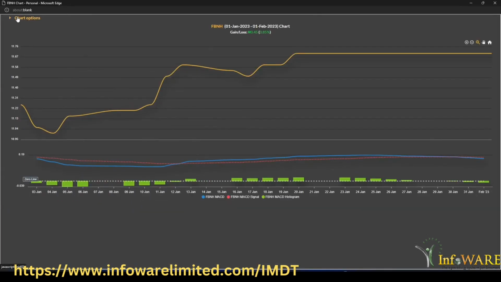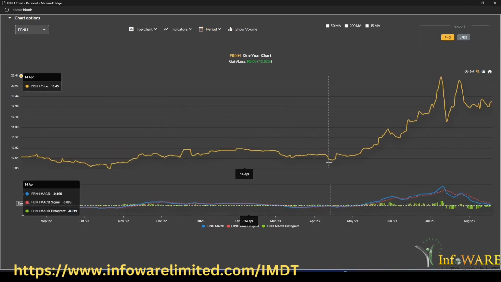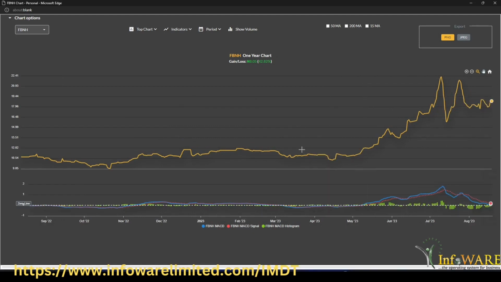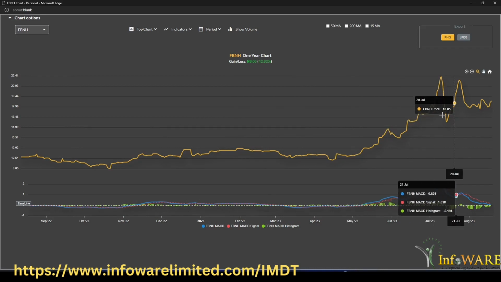Now, the chart options up there, I can expand that. Let me say I choose my period to be 1 year. Okay, that's interesting. That's how FBN has been doing over the past year. I can see a dip over here, and it can tell me the precise time in which it dipped. That was the 14th of July when the price became 1580.